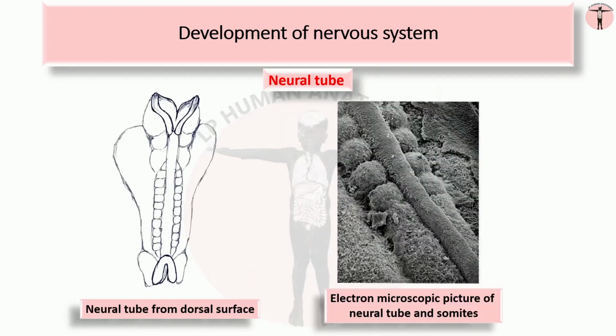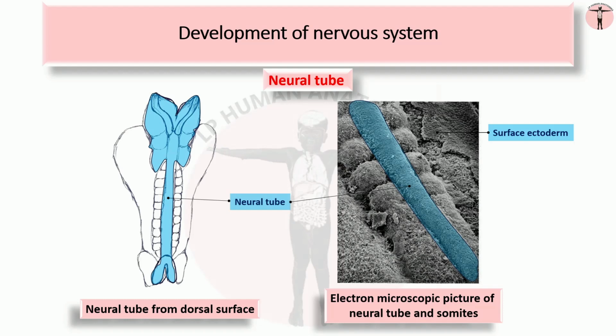In this slide, you can observe the diagrammatic and electron microscopic picture of the neural tube and the somites. The surface ectoderm has been reflected in the midline to show the neural tube and the somites, which is very well appreciated in the picture.